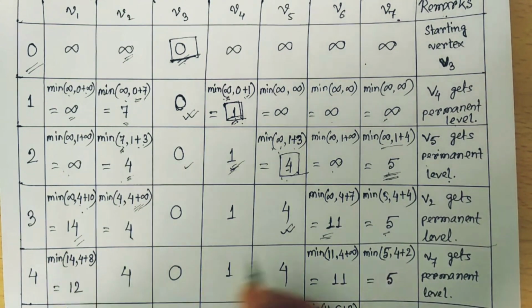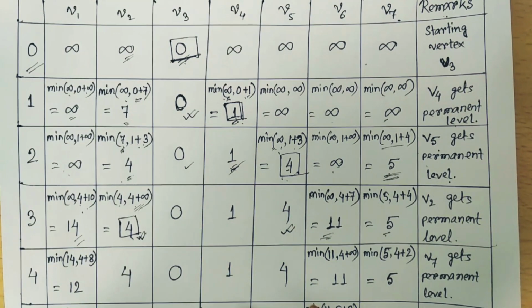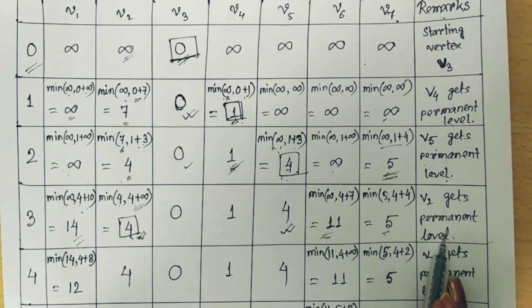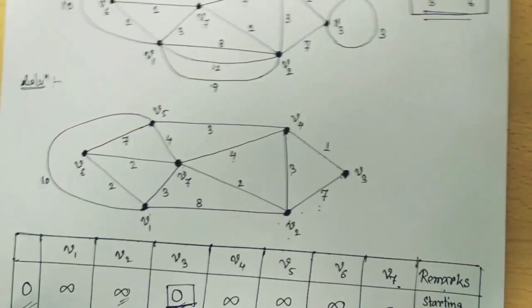And among all these the minimum value is 4, so at this level V2 gets its permanent level, so we should write in the remarks column that V2 gets the permanent level. So we move to V2.